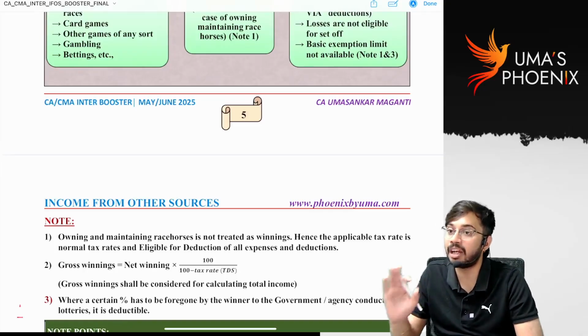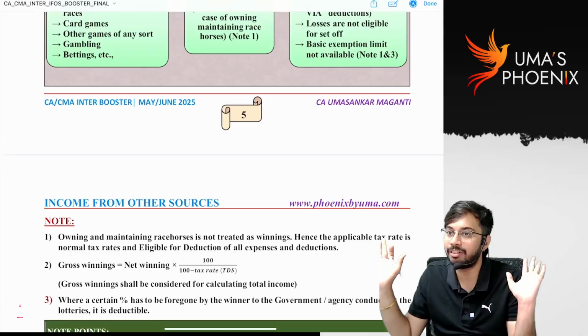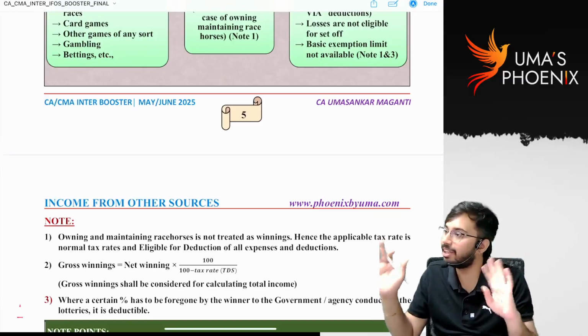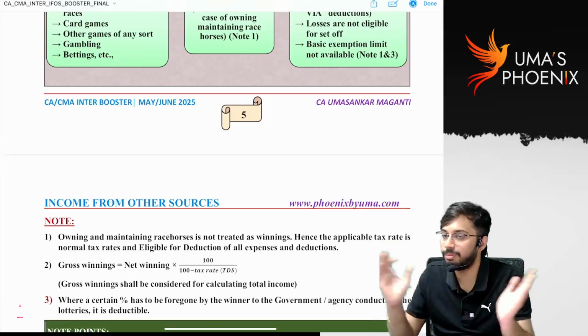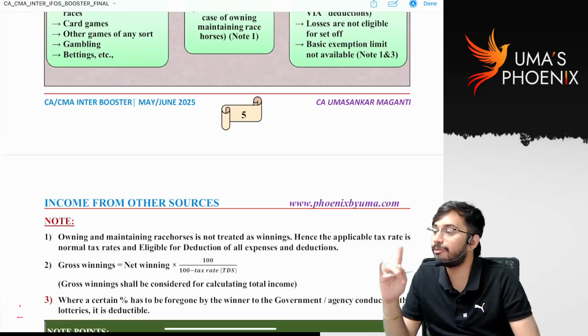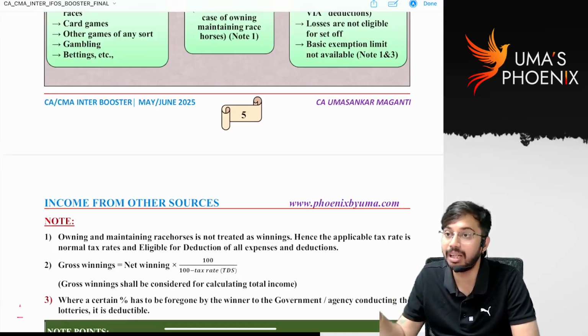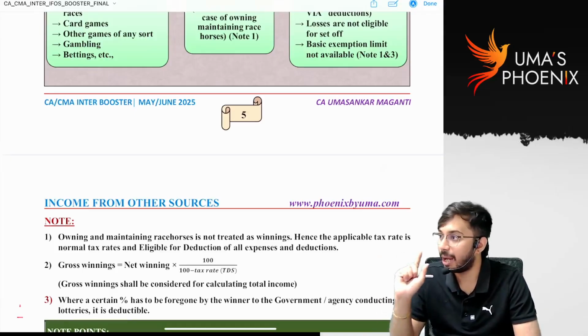Many people will get confused if they do not have an idea. They will just think winning from horse races and everything is the same, but it is not the same. Both are different. Income from owning and maintaining race horses is taxable separately under the head other sources. For that, the 30% tax rate is not applicable, only normal tax rates are applicable.